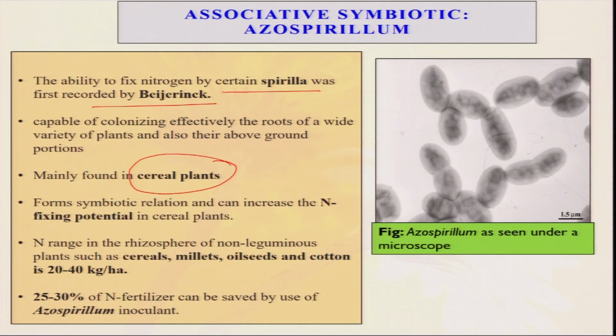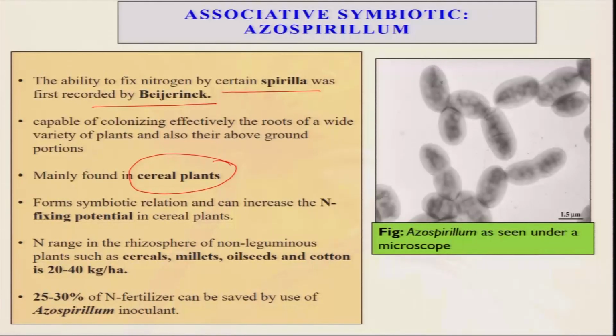So that's what I am telling: nature provides for everybody's need. For leguminous plants, they fix nitrogen with the help of Rhizobium. So for leguminous species, Rhizobium is there, but for the cereal, there is no such association. So nature also provides different types of things. This is the associative symbiotic Azospirillum. They are present in the cereal plants.